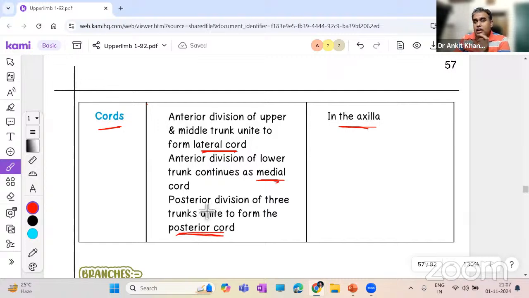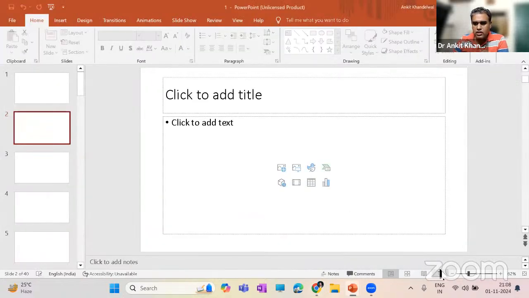So if I ask you how many divisions were there, there were six divisions. Right? Three trunks and six divisions. So the lateral chord is formed by the anterior divisions of the upper and middle trunk. Then the lower trunk anterior division forms the medial chord, and the posterior divisions of all three trunks form the posterior chord. Don't worry, we'll make a diagram and then we'll try to explain it to you again. So let us come back to our discussion of how these are formed.